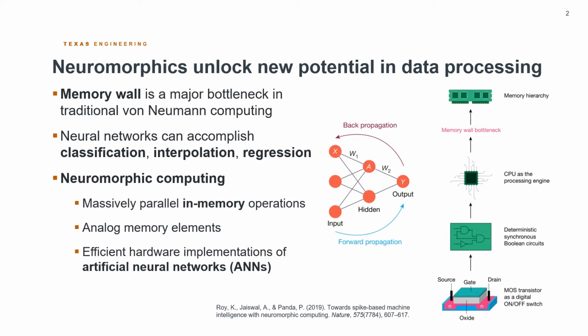So why do we care about neural networks? Well, first of all, the memory wall is a major bottleneck in traditional von Neumann computing since compute and memory are separate from each other, so you need to send information back and forth. This is a bottleneck in tasks such as classification, interpolation, and regression, in which software neural networks typically excel. Neuromorphic computing seeks to alleviate this problem by using massively parallel in-memory operations along with analog memory elements to create efficient hardware implementations of artificial neural networks.